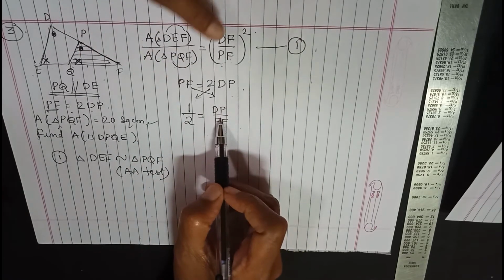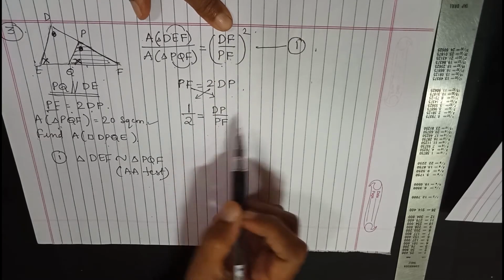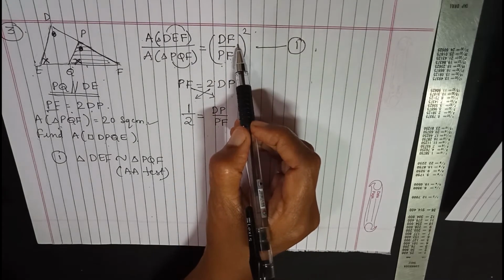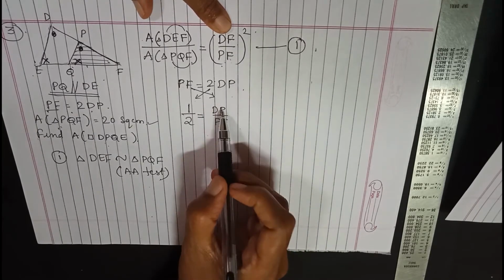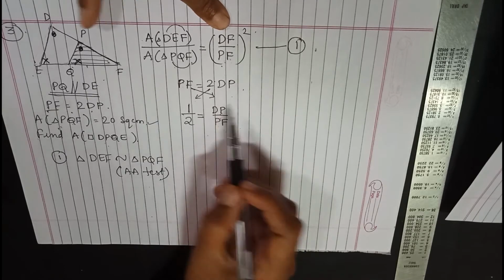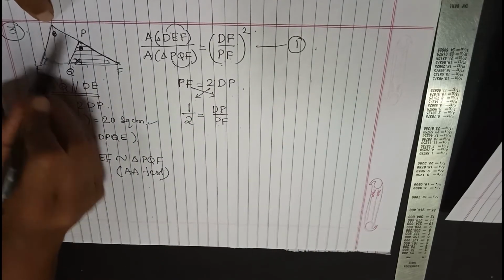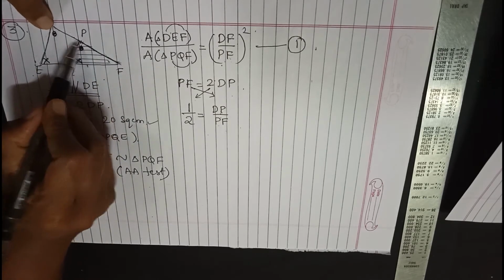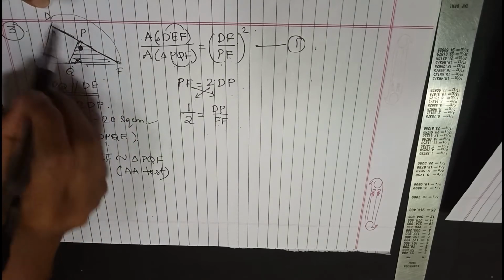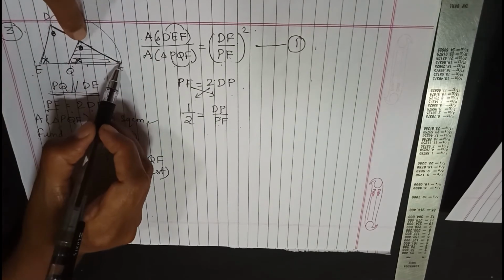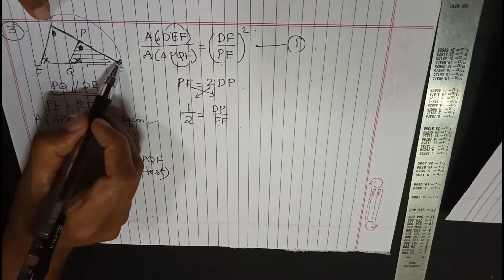Now let's compare this with what we want. We want PF in the denominator, which we already have. But in the numerator, we want DF. Right? And we have DP. Now how do we get DF from DP? You can look at the figure. We have DP, we have this segment in the numerator, but we want DF. How will I get DF from DP? When I will add PF to it. DP plus PF will give me DF.